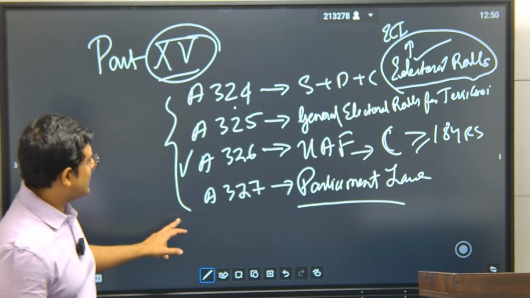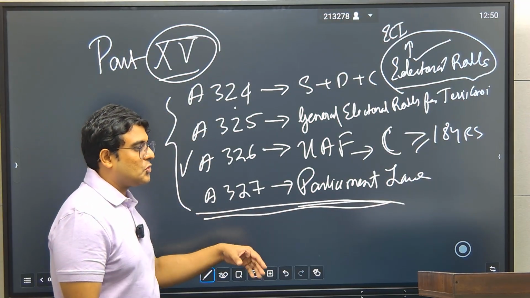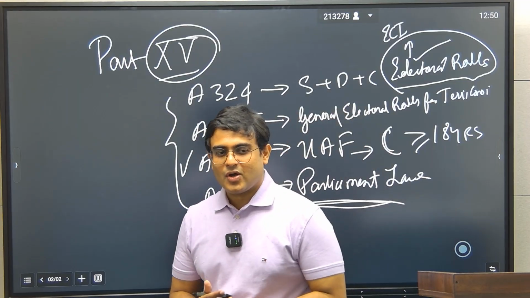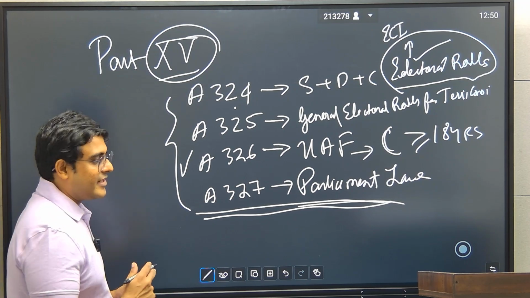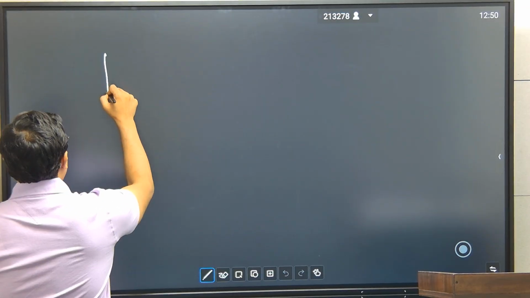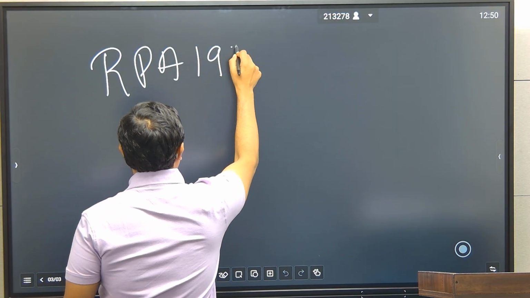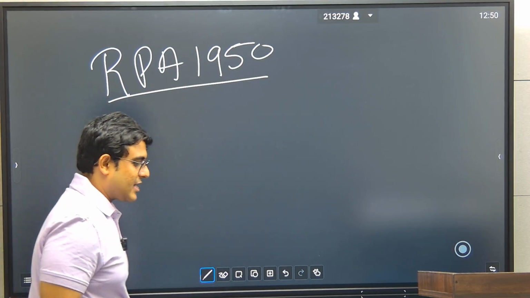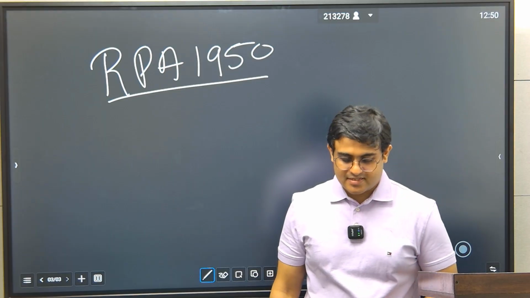And Parliament has a right to make law. So they made a law. Which is that law? Representation of People's Act 1950. So Parliament made a law, Representation of People's Act 1950. Here too, there are some aspects you should know to understand this entire exercise.